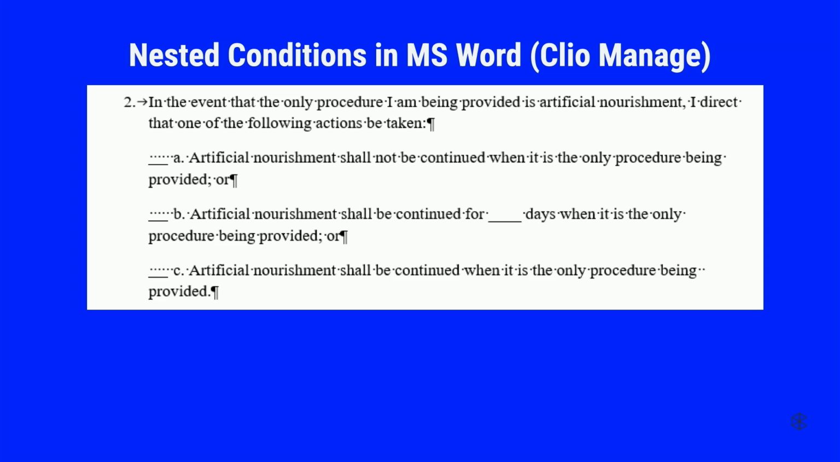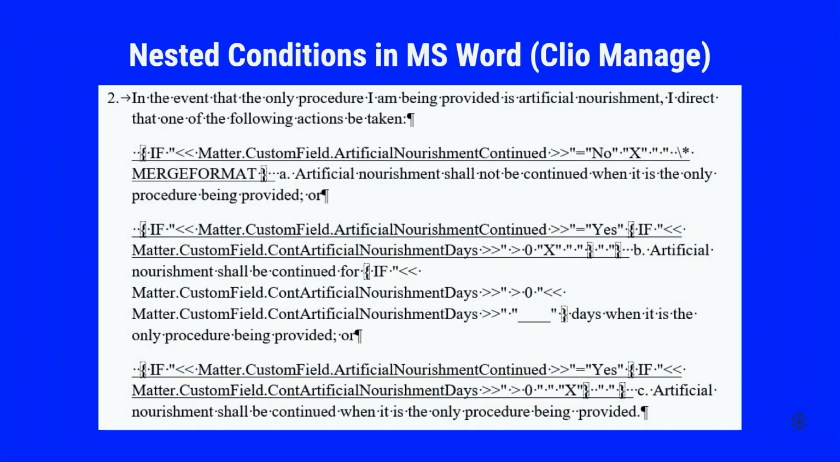And so here, again, you're going to nest it, right? So you have your no condition by itself, but then within the you want to continue artificial nourishment, you have to look at, did you enter a days? So in the first case, we're flipping where that little X is. If you entered days, we're going to check the first option B. If you didn't enter a number of days, we're going to check option C. And again, you kind of have to parse it because it's an if inside of an if here.